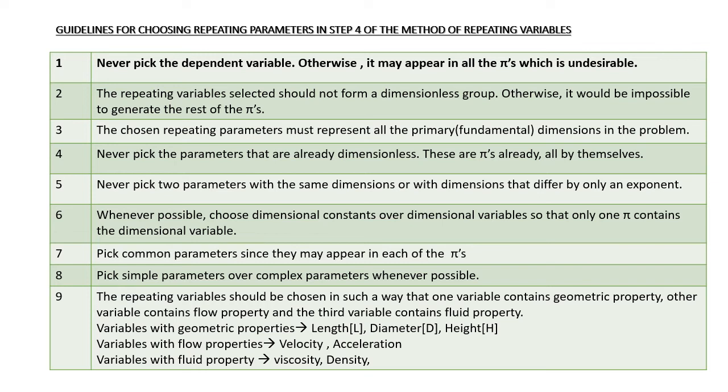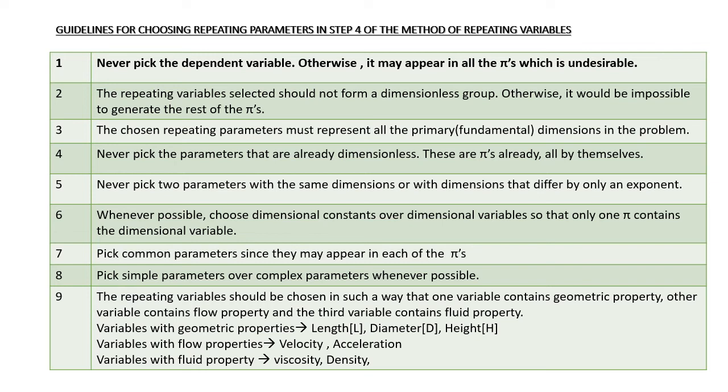Okay, next one, the repeating variables should be chosen in such a way that one variable contains a geometric property, another variable contains a flow property, and the third variable contains a fluid property. We have to choose the parameters such that they are part of all three. We have to choose one parameter from each: geometric, flow, and fluid property.